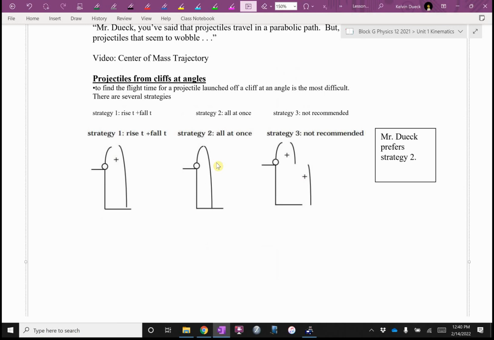There's 3 strategies to find time. Strategy 1, you can find time to the top by letting Vy final be 0. Then you can find time to the very, very bottom by letting Vy initial be 0 and finding how far down it's going to fall.